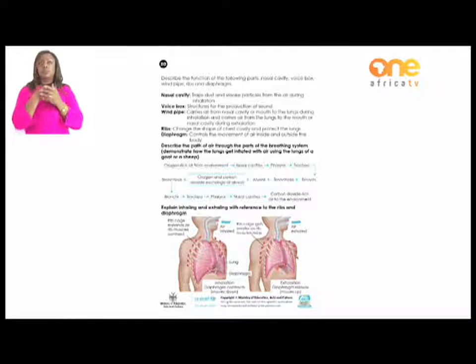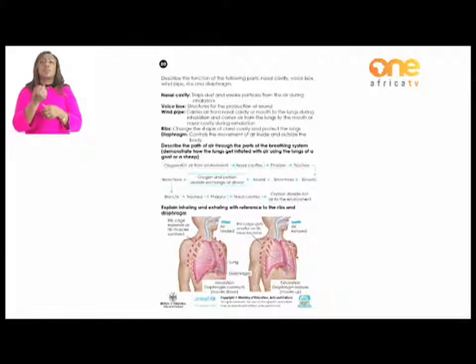Then we have the voice box. The voice box is just there for the production of sound, okay? If I was not having a voice box, you wouldn't hear me speaking, because the voice box is the one that has to make sure that my sound is produced and comes out as you are hearing it.